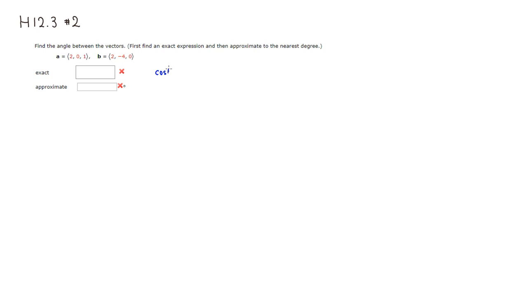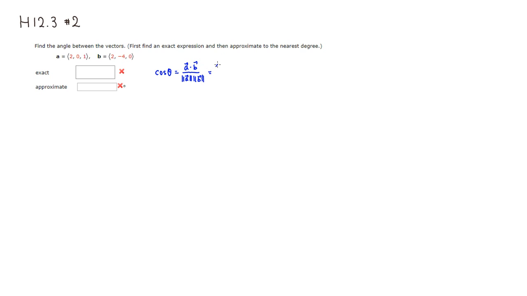of the angle between two vectors, this is going to be just the vector A dot product with vector B, and then we need to divide it by the magnitude of vector A and the magnitude of vector B. So let's compute that first.